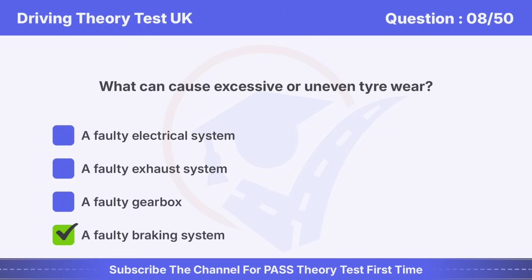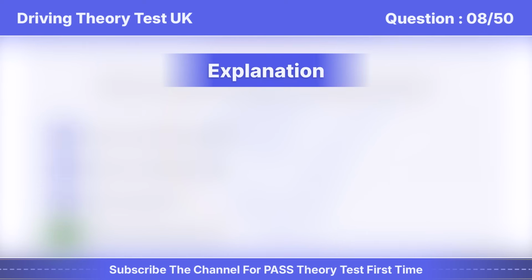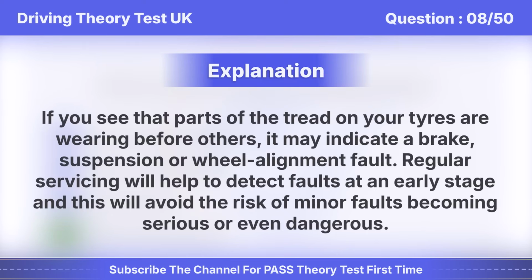Answer is D. A faulty braking system. If you see that parts of the tread on your tires are wearing before others, it may indicate a brake, suspension, or wheel alignment fault. Regular servicing will help to detect faults at an early stage, and this will avoid the risk of minor faults becoming serious or even dangerous.